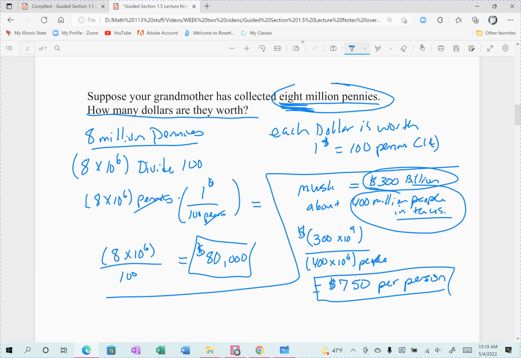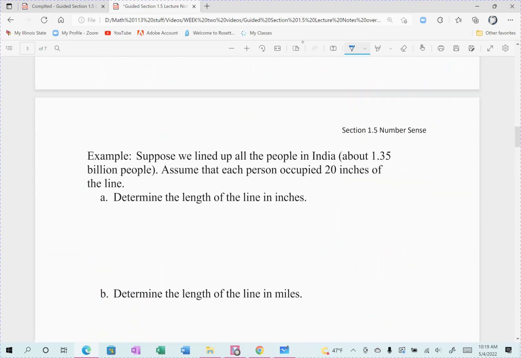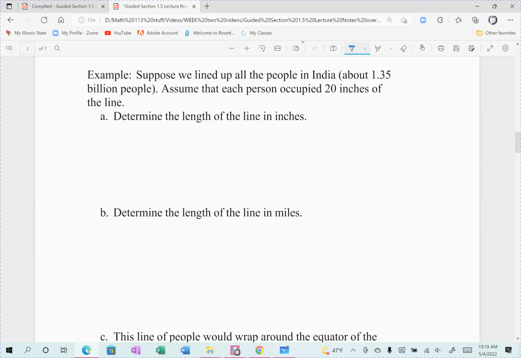All right, so that's why it's very important to understand how large numbers work, because you can make very, very wrong assumptions about things if you don't understand how large numbers work. All right, let's do the next example. So this one is going to be, again, comparing large numbers to different types of things, and we're going to have to do some conversions here.